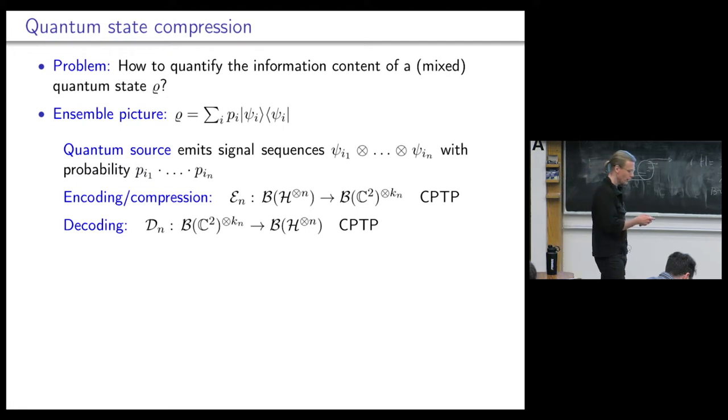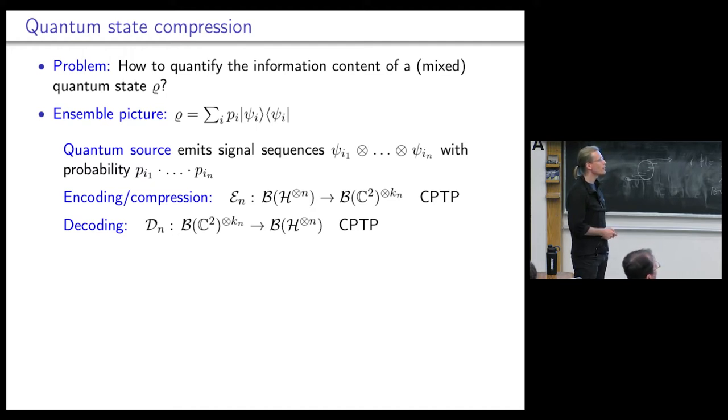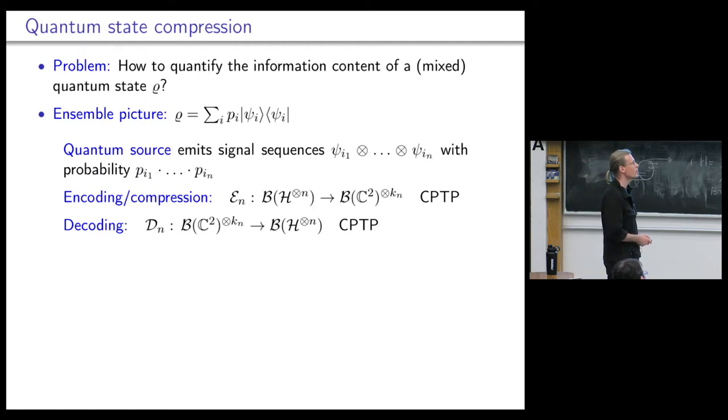And our goal is to somehow, again, like in Shannon's theorem, store this information efficiently, but instead of classical bits, in quantum bits. So we want to have a quantum encoding, a CPTP map, that maps all the outputs into a sequence of qubits with as few qubits as possible, because creating and manipulating and storing qubits is expensive, so we want to use as little as possible. And in the decoding, we go back from these qubits to the original system, and we want to restore these signal sequences or signal states.